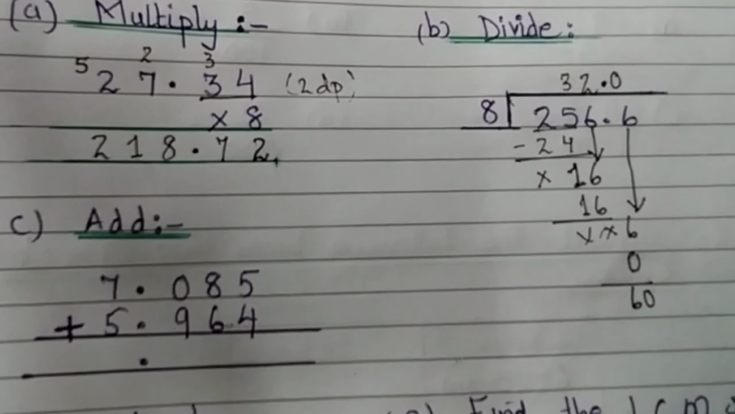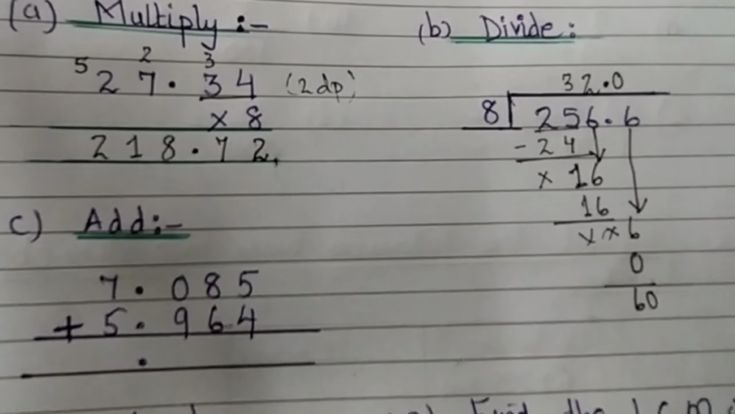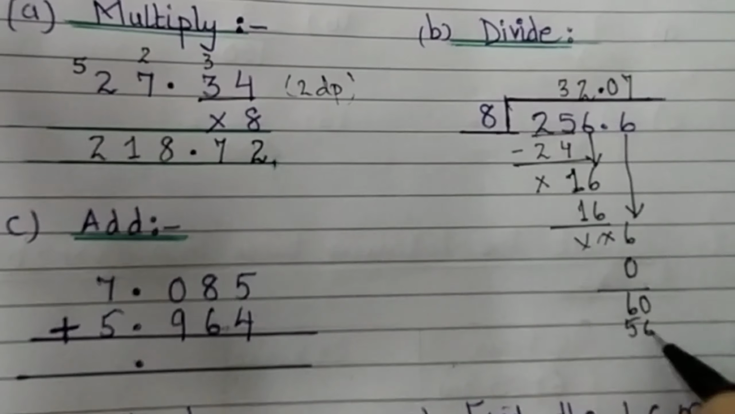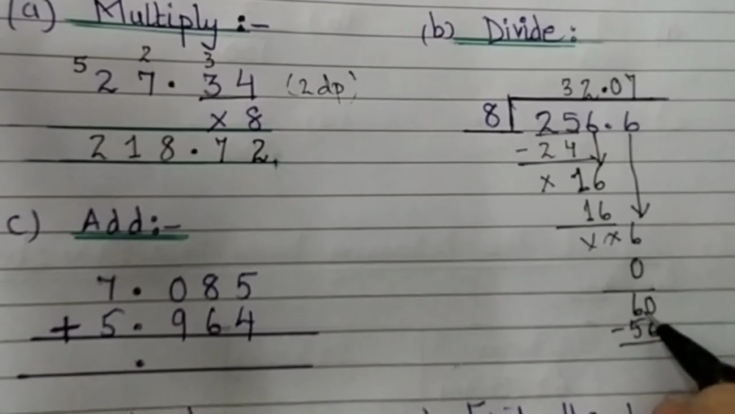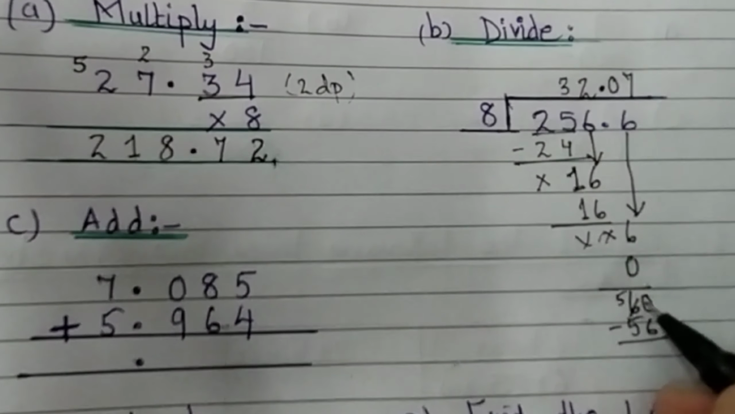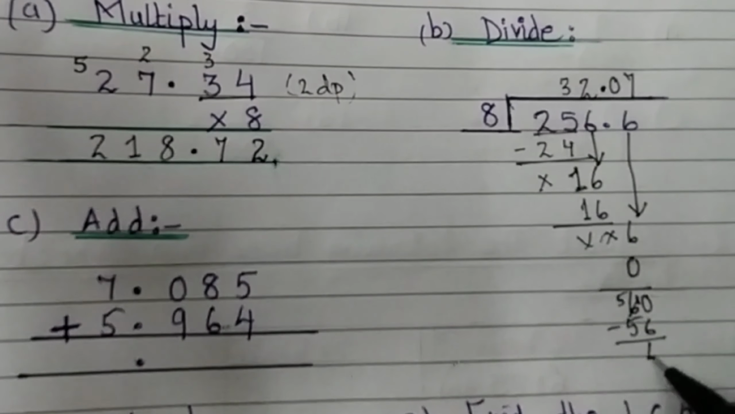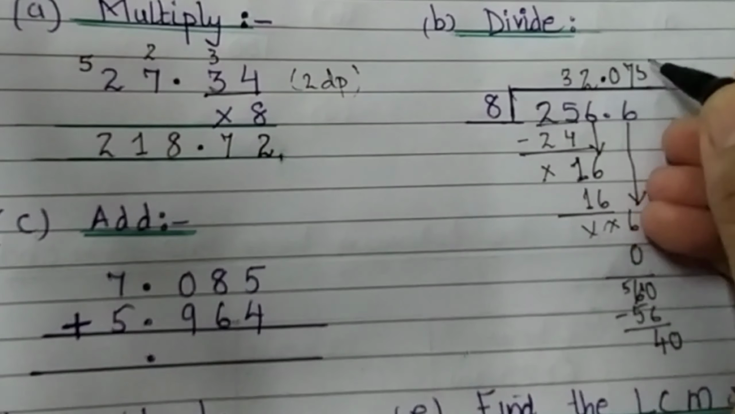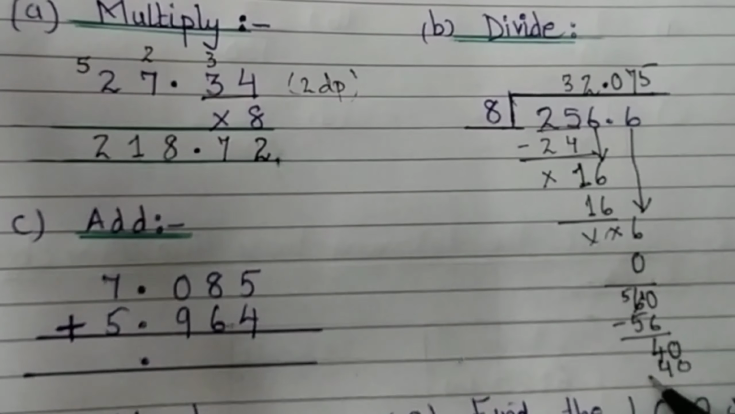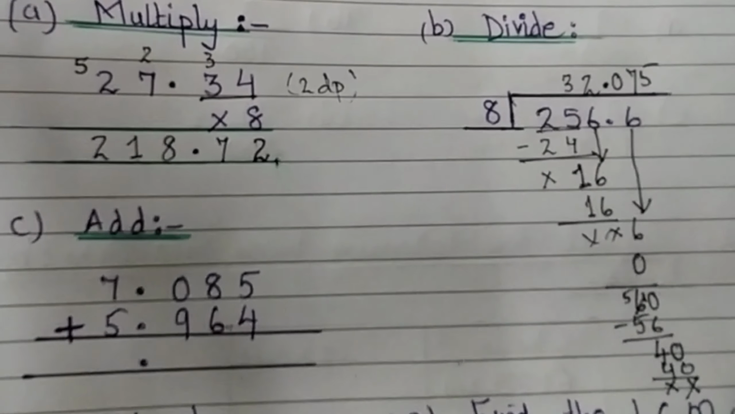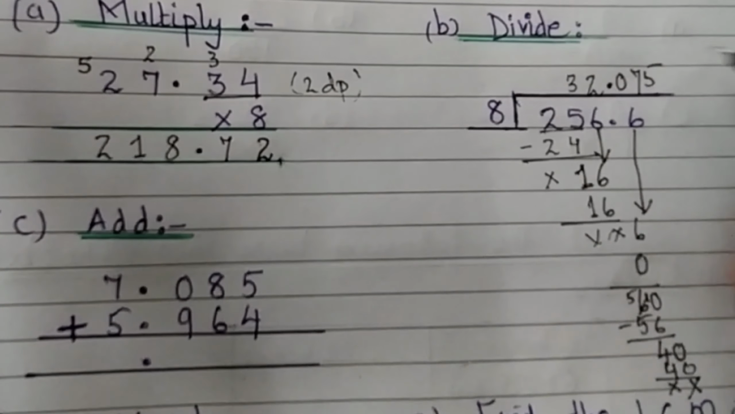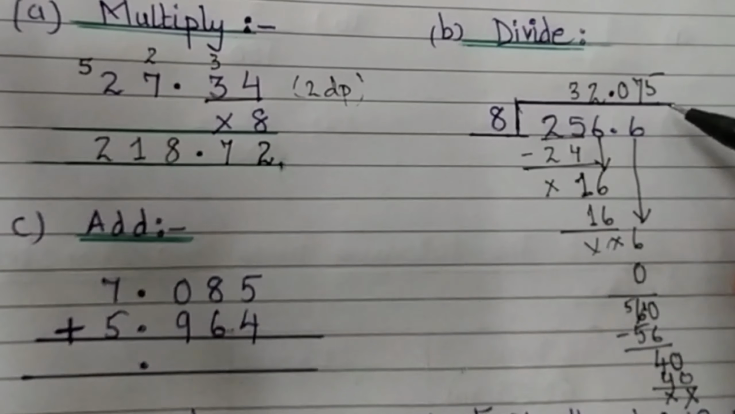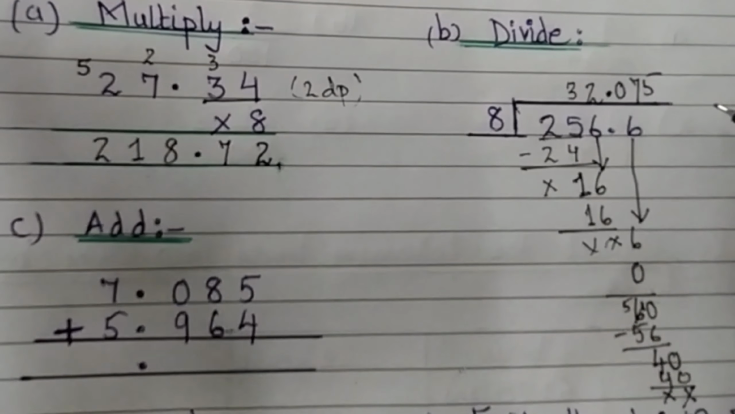Okay, 8 times 7 is giving us 56. Of course, you have a 0 here, so we will borrow a number from here. It has become 4. You add up a 0 again. 8 times 5 is 40. So now you have no remainder left. So if you have got this answer, even if you have got 32.07, your answer is still correct. Okay, I'll mark it right.